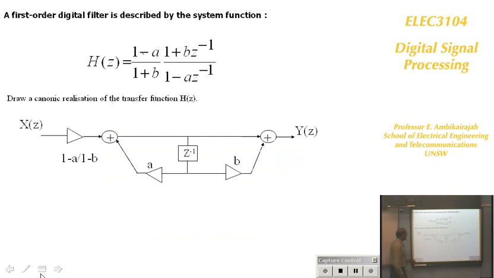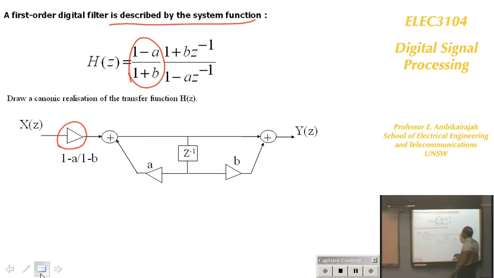Another structure here. Here is a digital filter, and you have been asked to draw the structure. All you see in front is a constant. If you have a transfer function, the constant does nothing apart from coming at the input or the output. I can draw this as my forward path, and this as my backward path. If I do that, here is my x, this is my constant C, and then this goes here directly.